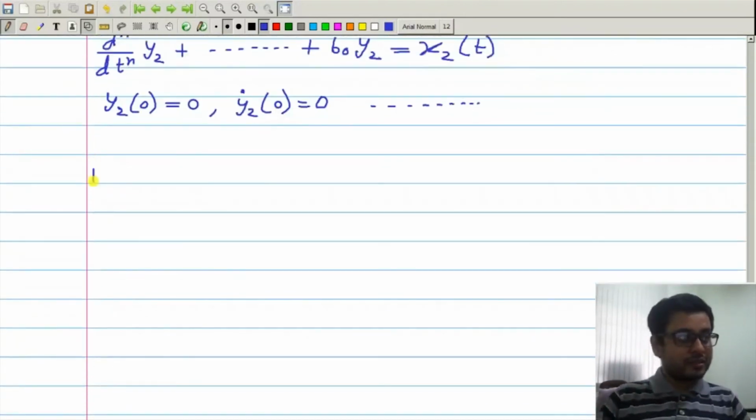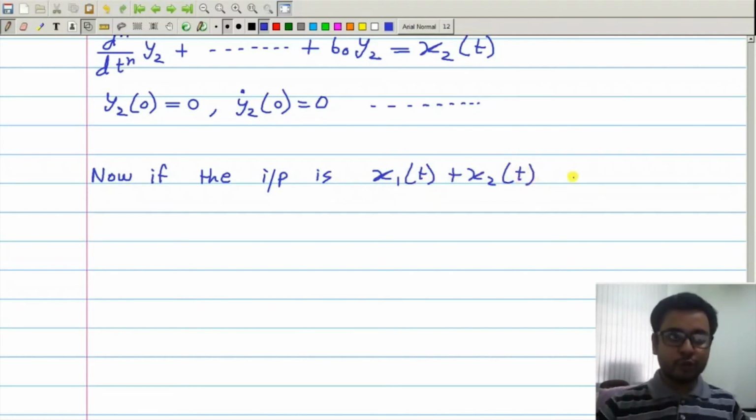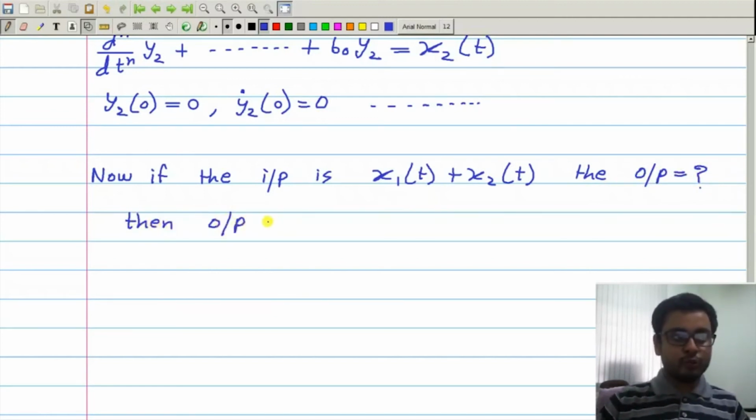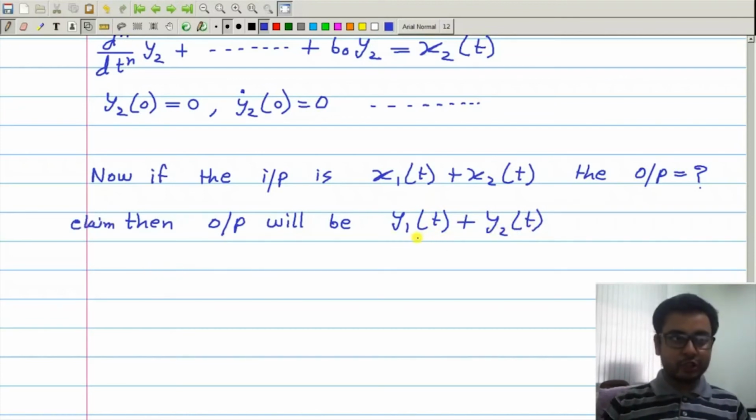Now if the input is x1 plus x2, the sum of the previous two inputs, then what will be the output? I claim that the output will be y1 plus y2, the previous two outputs. Why is this claim true? Because let us first check whether this y1 plus y2 satisfies the given differential equation or not.